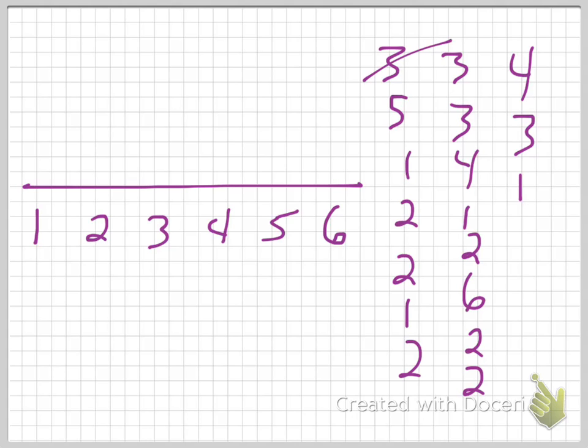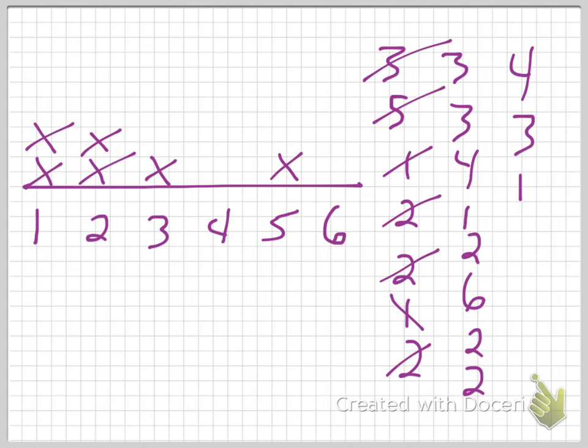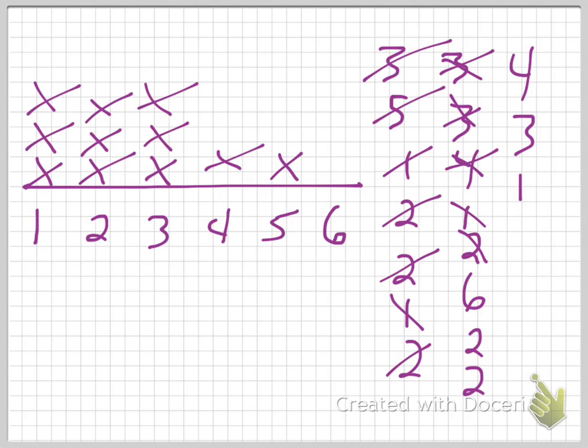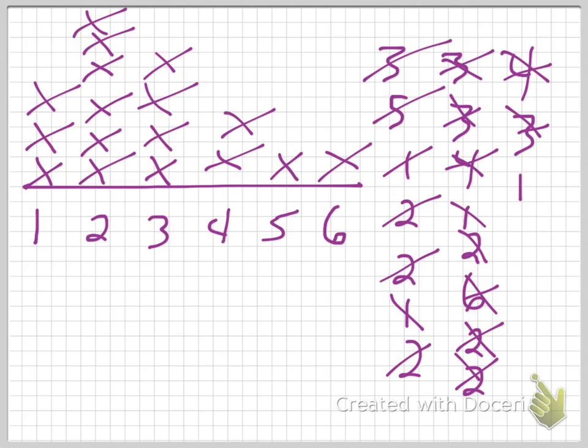You put a 3 here and you put an x above a 3. Notice I crossed out the 3 and put an x above a 3. A 5, put an x. A 1, put an x. A 2, put an x. A 2, put an x. A 1, put an x. A 2, put an x. A 3 is an x. A 3 is an x. 4 is an x. 1 is an x. 2 is an x. 6 is an x. 2 is an x. 2 is an x. 4 is an x. 3 is an x. And a 1 is an x.